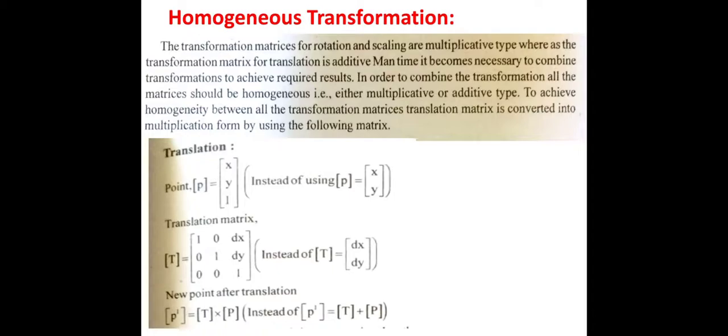So here we have scaling and rotation matrix in multiplicative form. So what we do, we convert this additive translation into multiplicative. How it is done, we'll see. So instead of representing a point in the form x y, we represent it in terms of x y 1 in homogeneous form. Similarly, the translation matrix will be 1 0 0 dx, 0 1 dy and 0 0 1 instead of dx and dy. So that the new point after translation will be T into P instead of T plus P.